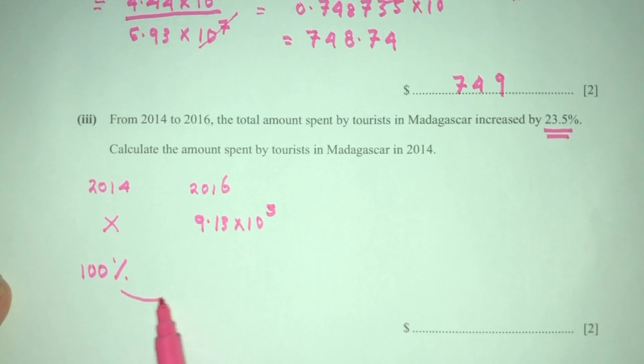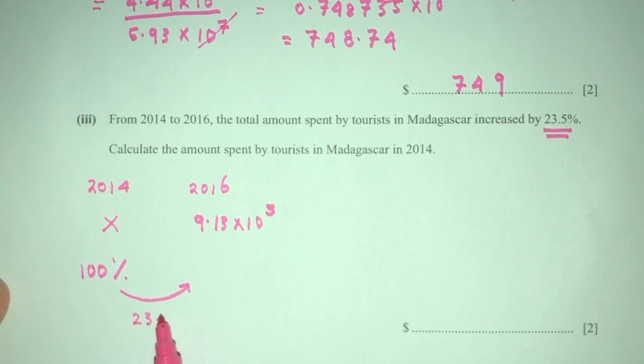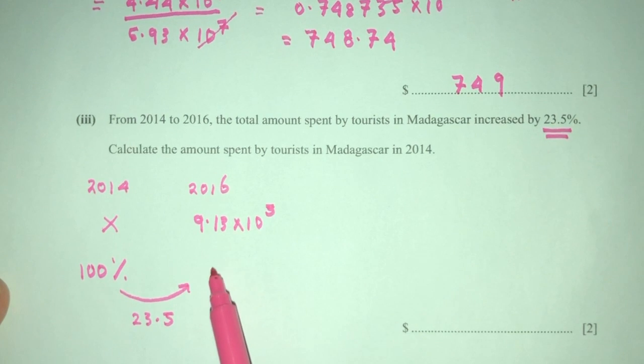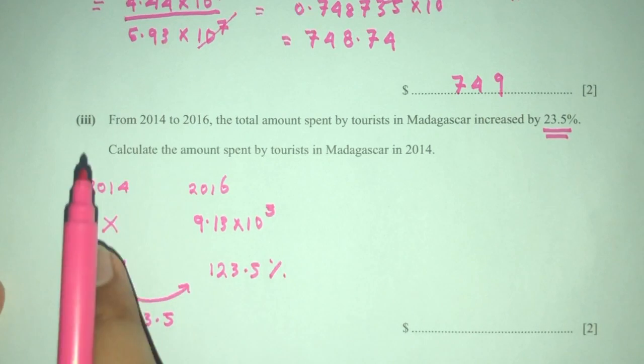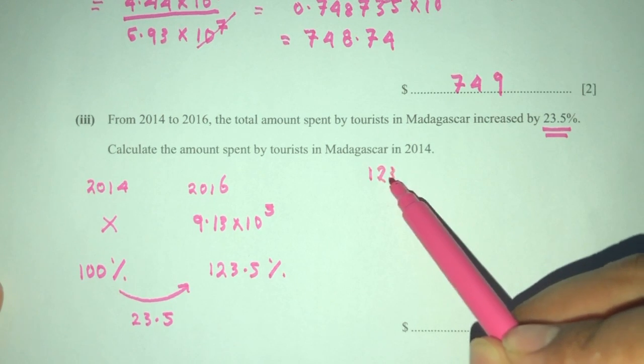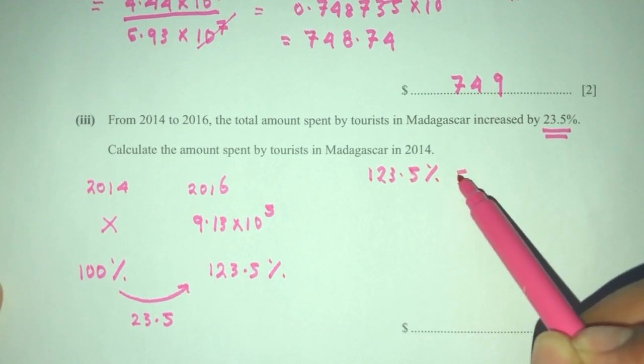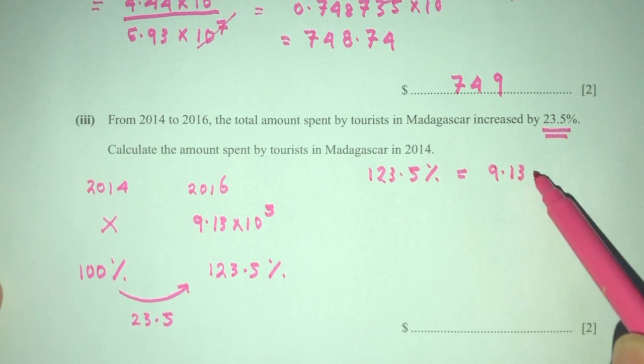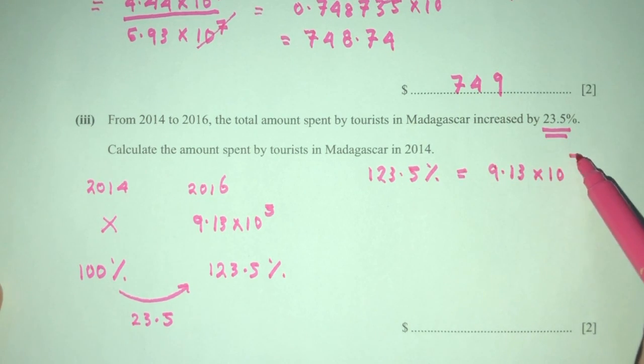If it's increased by 23.5, this will represent 123.5% of the initial amount. So using a ratio, we can find the value of x. Let me show you guys. So basically now we can say 123.5% is equal to 9.13 times 10 power 5.